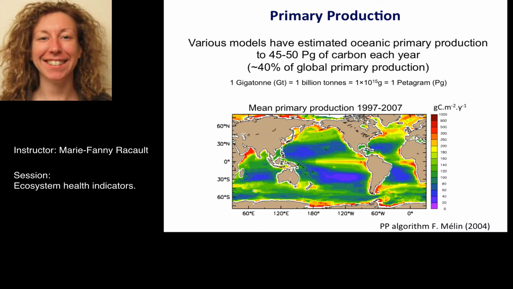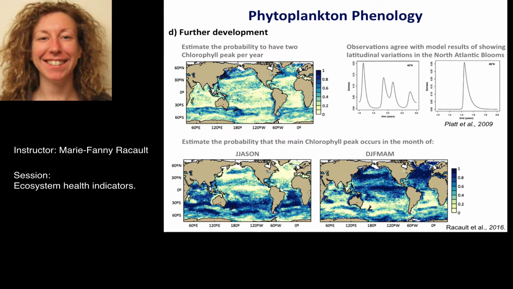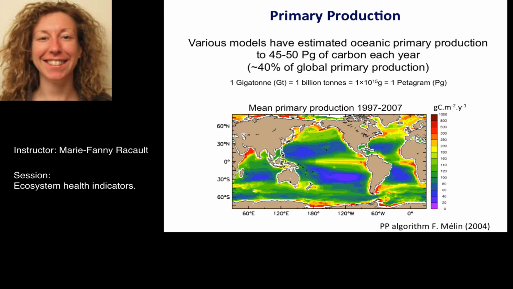And what you can do also is simply to estimate the probability that the main chlorophyll peak will occur during which months. So either during June, July, August, September, October, November. So generally in the southern hemisphere, this is kind of the spring, summer period. And in the northern hemisphere, generally the main peak will occur between December and May. So this is where you get a probability of 1.